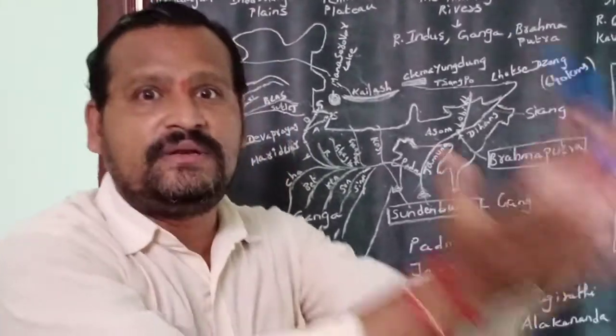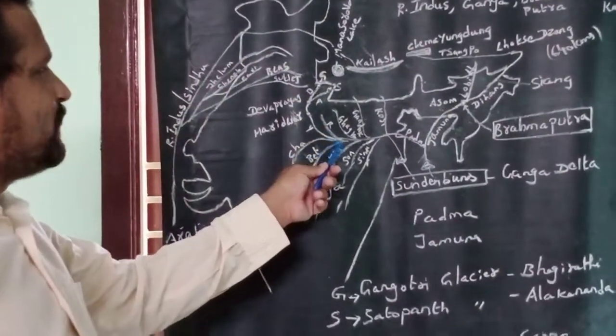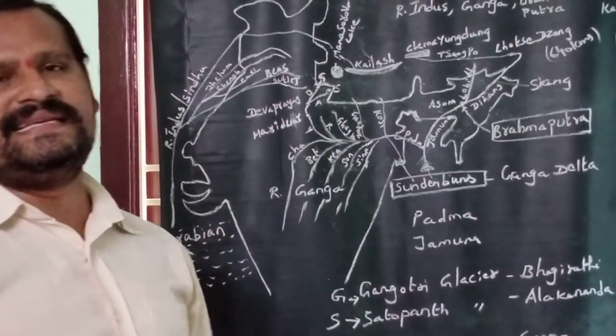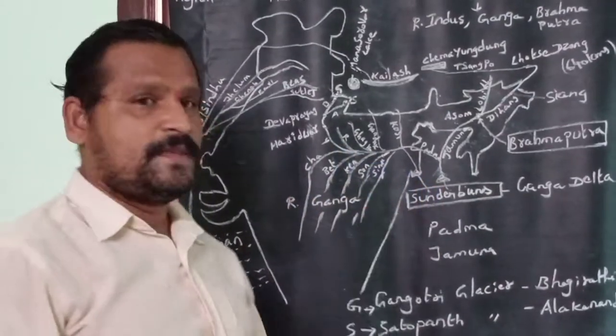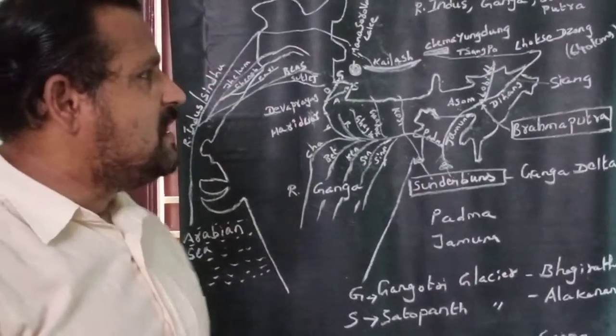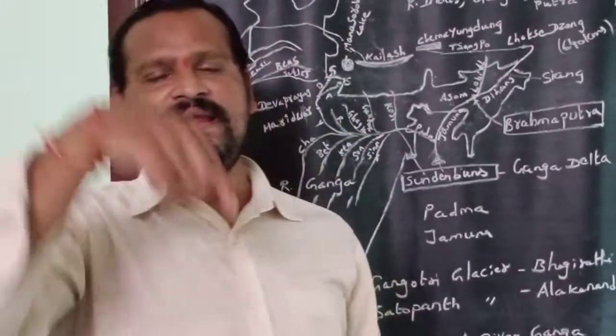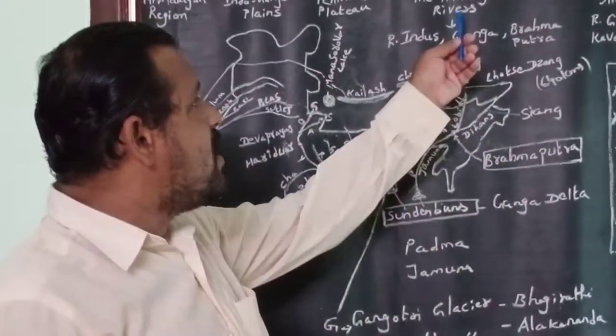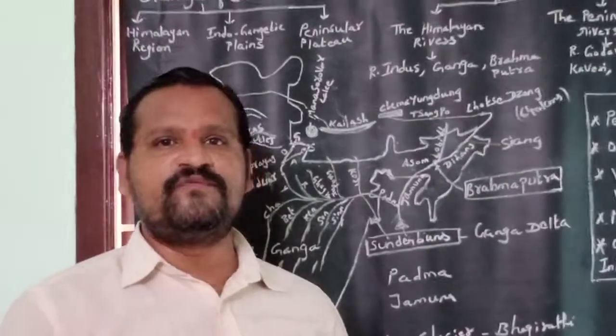And cut in mountains and enters the North Indian plains. At last it reaches the sea. In this process, the Himalayan rivers carve V-shaped valleys.